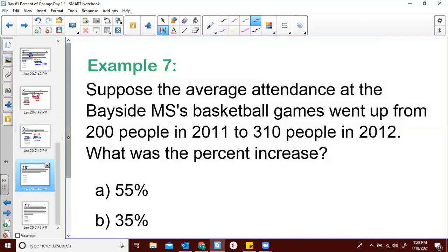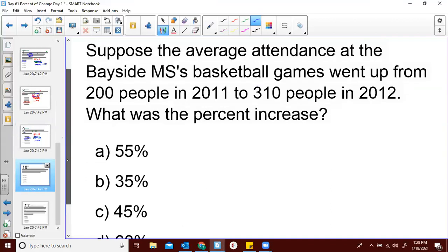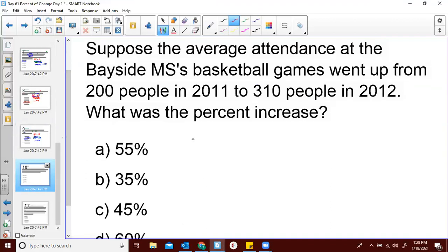All right, when we come to number 10 here, suppose the average attendance at the Bayside Middle School basketball game went up from 200 people in 2011 to 310 people in 2012. What is the percent increase? Well, a couple of things here. We know it's increased, so it's going to give us a positive answer. So if you get a negative answer initially, you know you did something wrong. We also have years, 2011 and 2012, so that should help us with our new and old. If we had 200 people in 2011, but then a year later, 310, I'm going to say 310 is our new and 200 is our old.